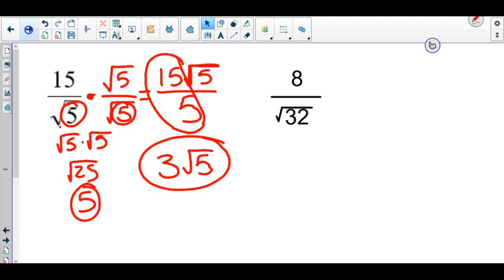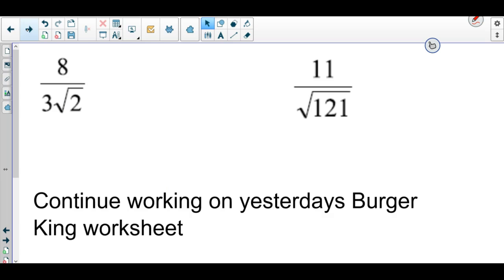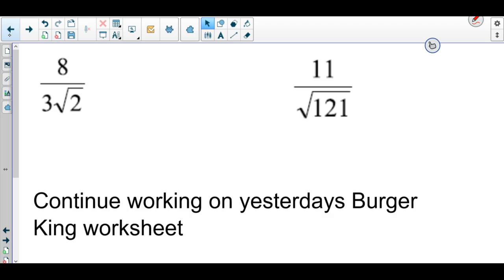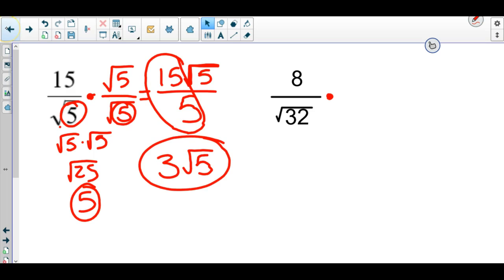8 over root 32. Multiply. Actually, I want to do a different example. I want to speed this up. Do I have any? No. Never mind. We'll do this example here. Nope. Back to 8 over root 32. Root 32 over root 32, which is 1.